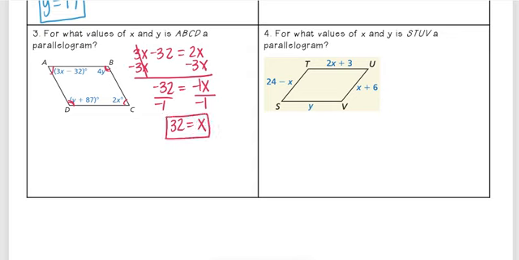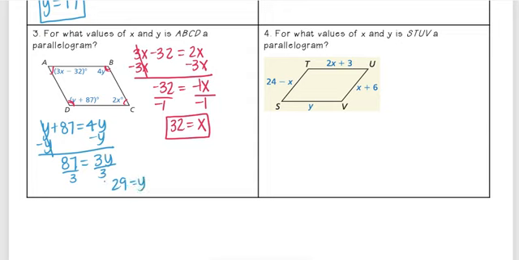Okay, and then to find my y, well, I know these need to be congruent, so they will be equal. So I have y plus 87 is equal to 4y. Subtract y from both sides. I get 87 is equal to 3y. And then I'm going to divide both sides by 3. And so I get that 29 is equal to y.